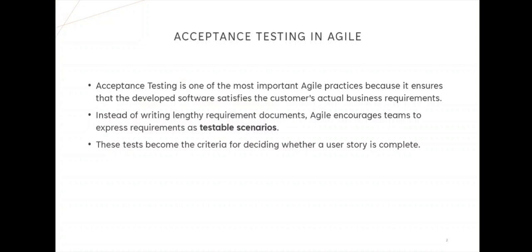In Agile, we don't depend on long requirement documents. Instead, requirements are converted into testable scenarios. These scenarios clearly describe what the system should do. Only when a feature passes all these acceptance tests do we know that the customer requirements have been satisfied. So, acceptance tests become the proof that the user story is complete.